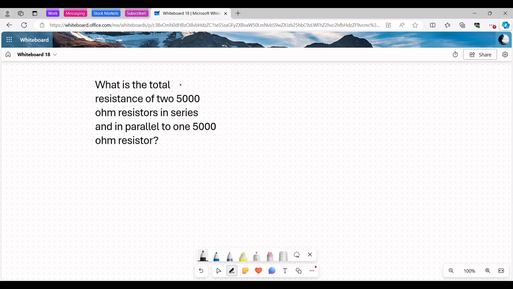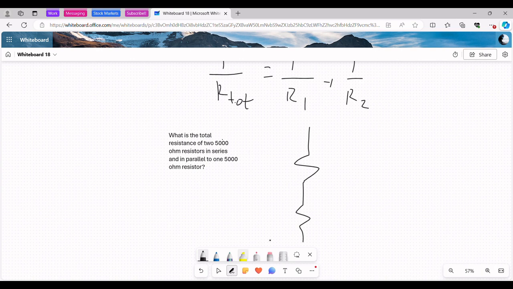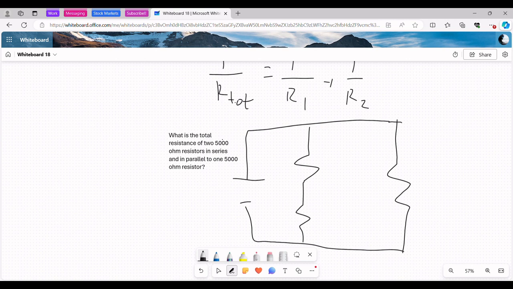Okay, first let's draw it out. So we have two resistors in series. It's gonna look like this. We have two resistors in series, and we have one resistor in parallel to those two, and we've got our battery like this. Let's just hook it all up. This one is 5,000, and this one is 5,000, and this one is 5,000.